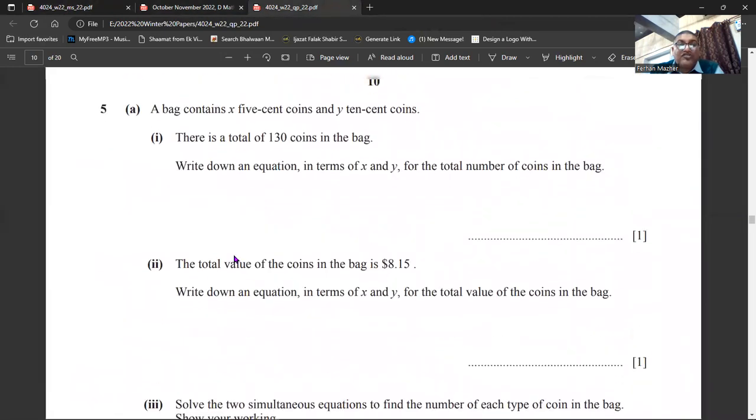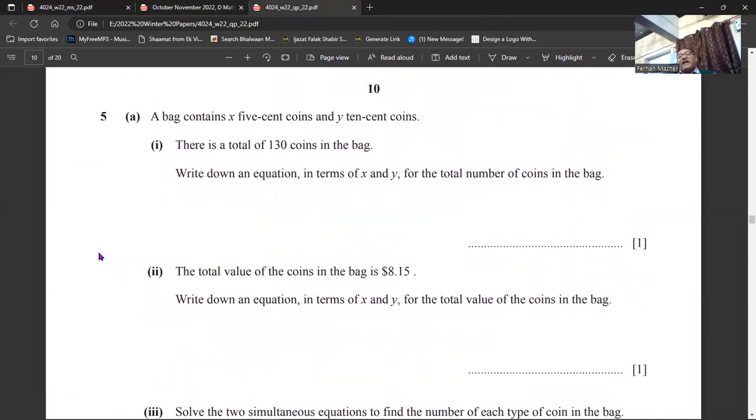Question number 5, part A. A bag contains x 5-cent coins and y 10-cent coins. There is a total of 130 coins in the bag. Write down an equation in terms of x and y for the total number of the coins in the bag. That will be x plus y equals 130.